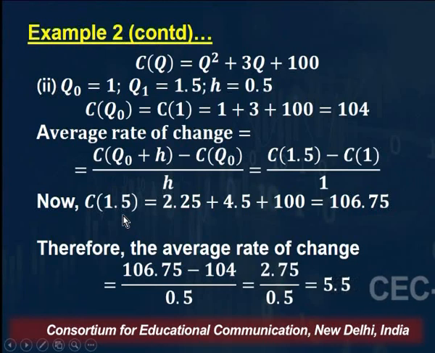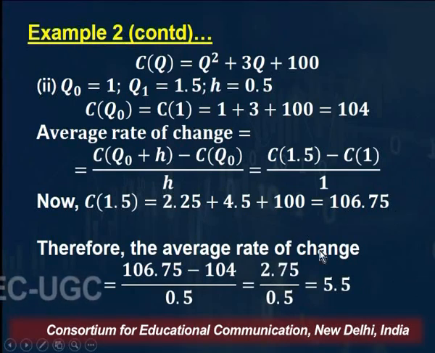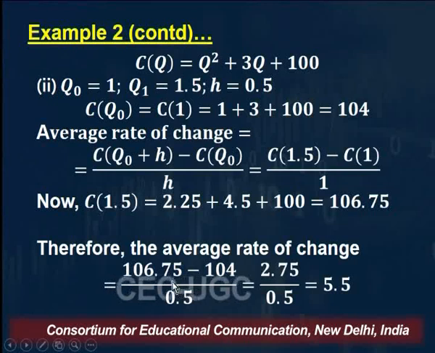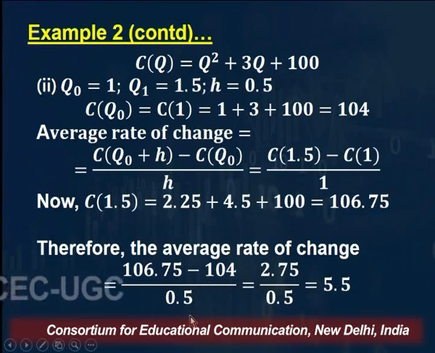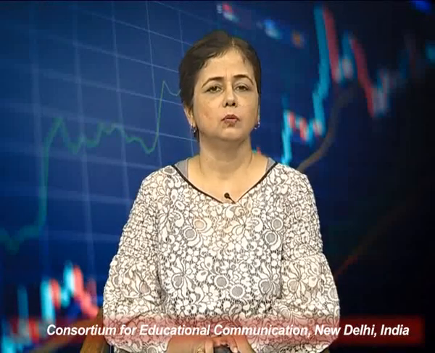Now C of 1.5 is nothing but 2.25, because 1.5 squared is 2.25, plus 3 times 1.5, that's 4.5, plus 100, and that gives you 106.75. So the average rate of change here is 106.75, the final total cost value, minus 104 divided by 0.5, because H is 0.5 here. That then gives you the value 5.5. So you can see here that the average rate of change has actually gone down.